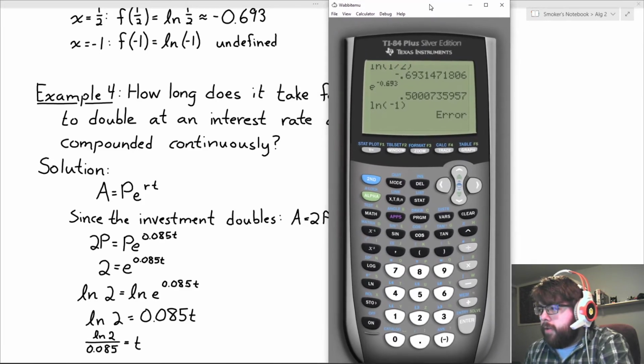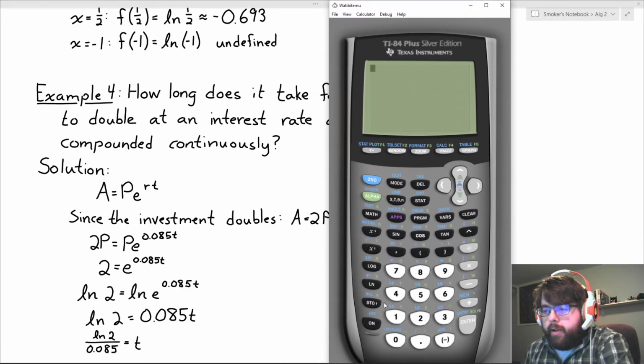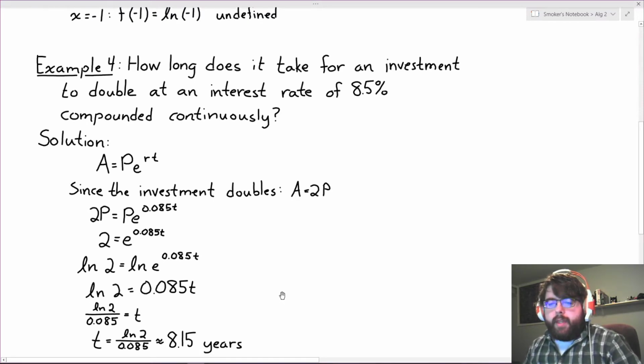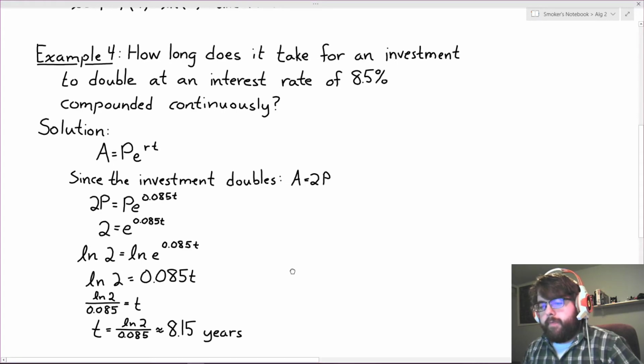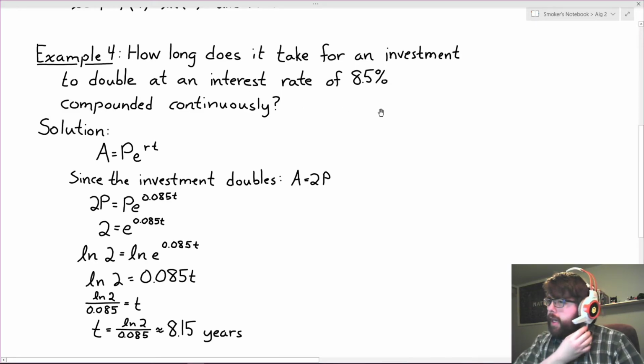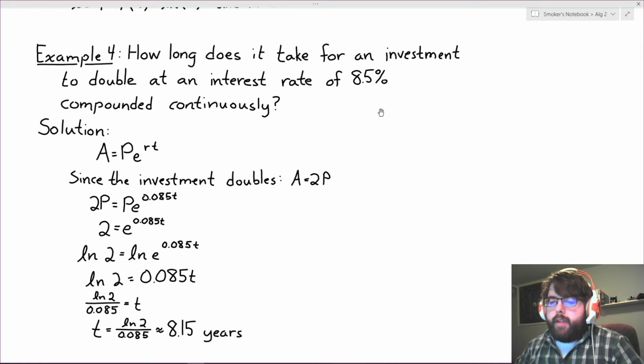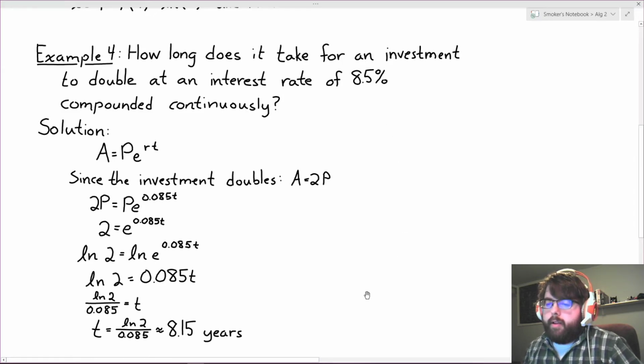So we do ln of 2 divided by 0.085. Again, irrational number. You're going to get irrational numbers for this. That is approximately equal to 8.15 years. So what is that, about 8 1/8 of a year? So we were able to figure out how long it would take to double an investment if it's compounding continuously. A little over 8 years.